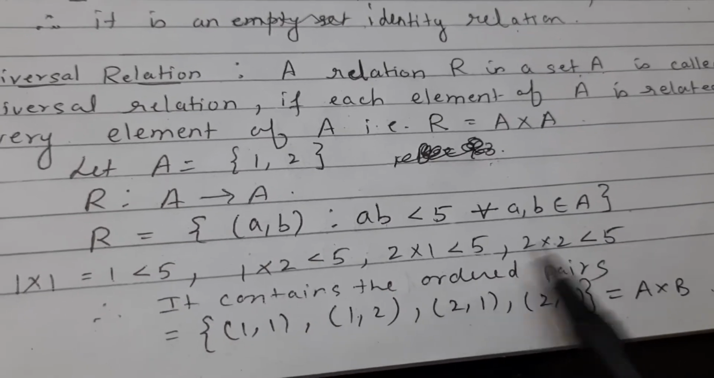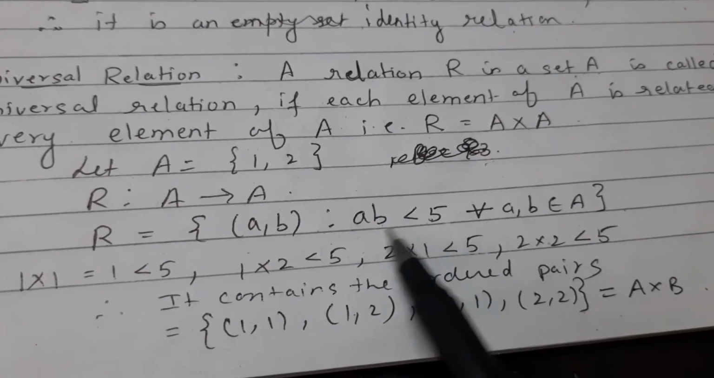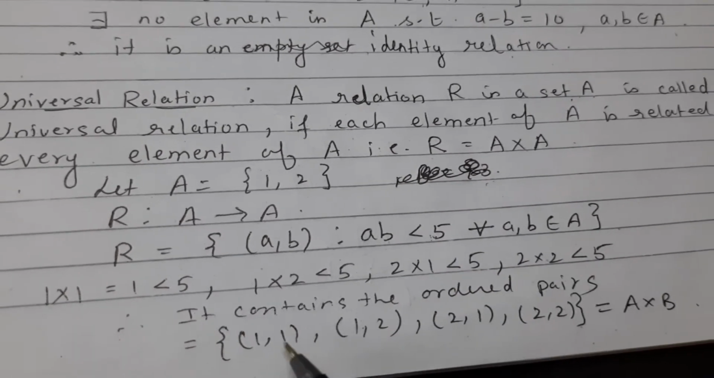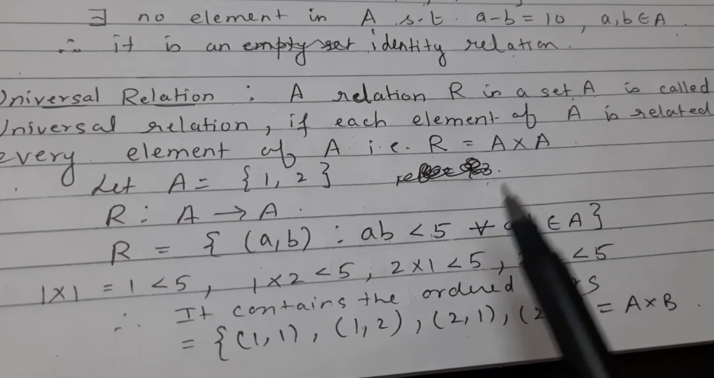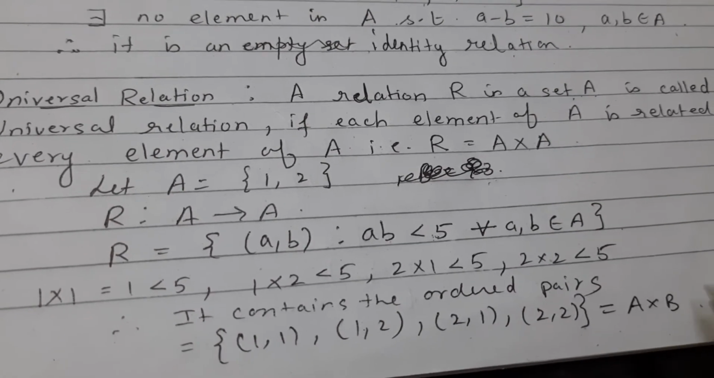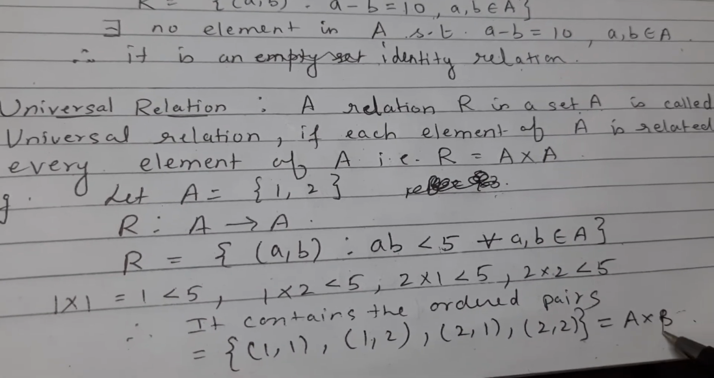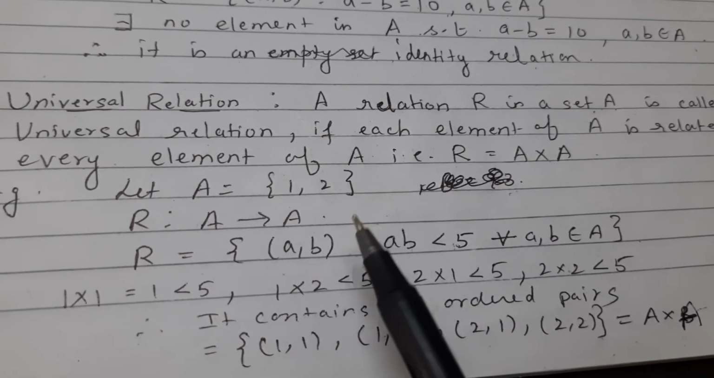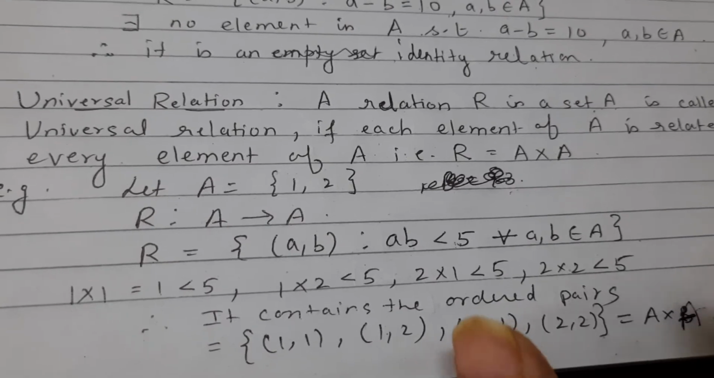This set property is satisfied by all the ordered pairs of A cross A, so all of them will be included in R. So R is equal to A cross A. Over here it should be A, not B. It is a relation in A. So A cross A. Therefore, it is a universal relation.